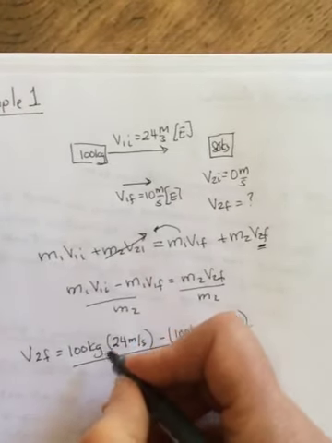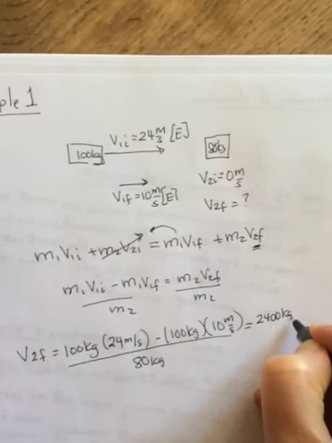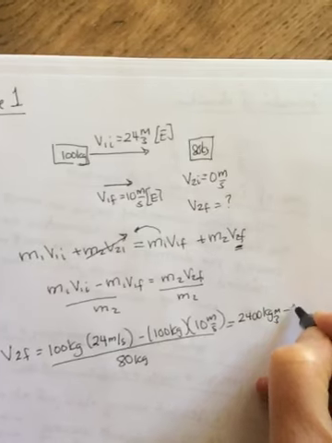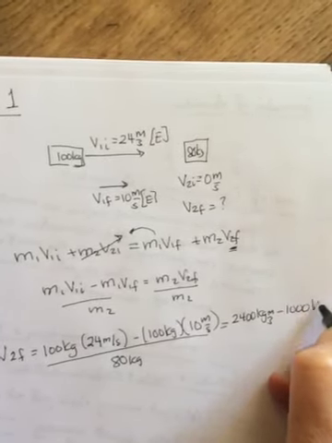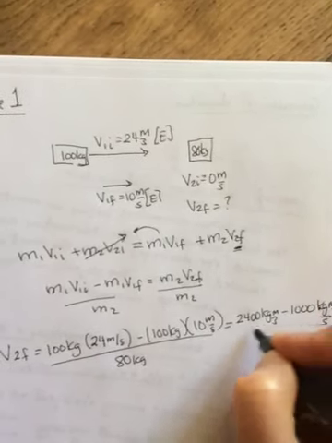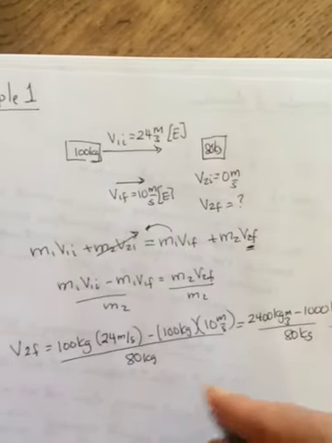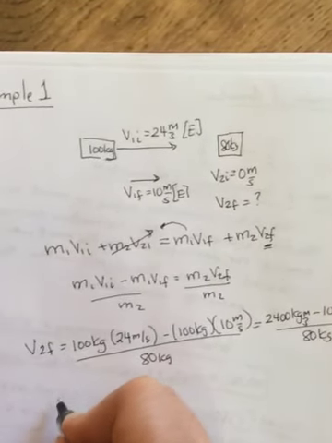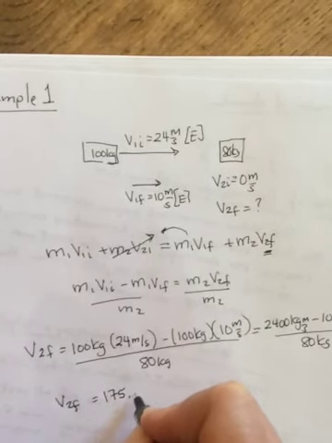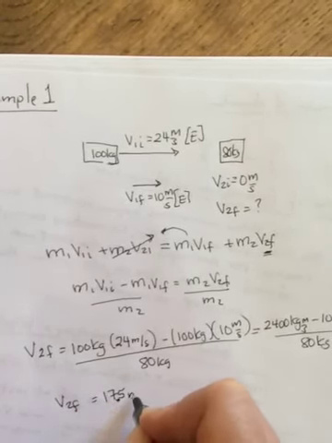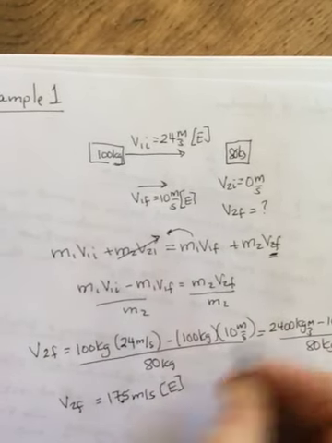So on the top, you're going to have 24 and 2 zeros, kilogram meters per second, minus 1000 kilogram meters per second. And on the bottom, 80 kilograms. So 14 with 2 zeros over 80, 140 over 8. V2F should equal 17.5. Whoops, the point goes there. Meters per second. And it's positive, which means east. Okay?